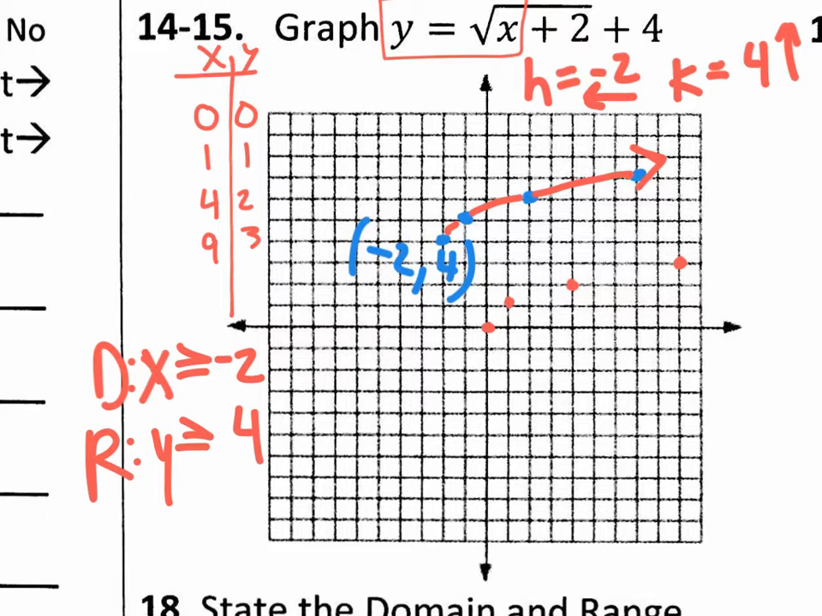Now, why is it greater than? Because you have the y value of 4 right here, and it's definitely above the y value of 4, not below. So if it were opening down, then it would be less than or equal to 4, but it's opening up. It starts at the y value of 4, and it goes up forever.